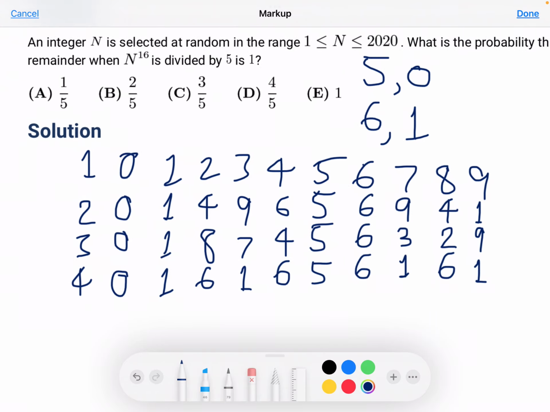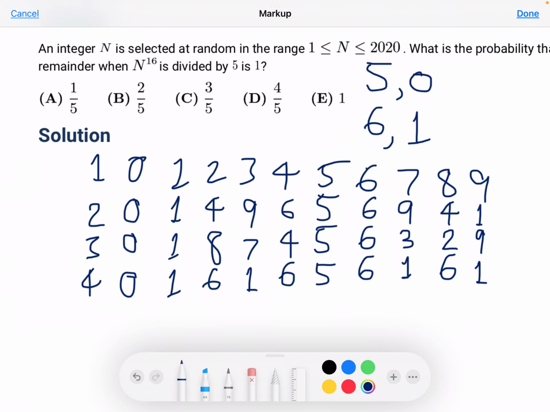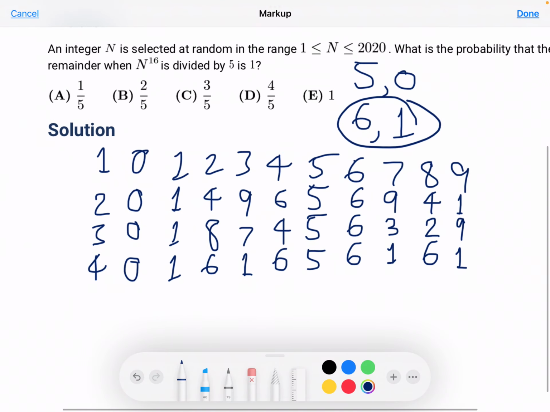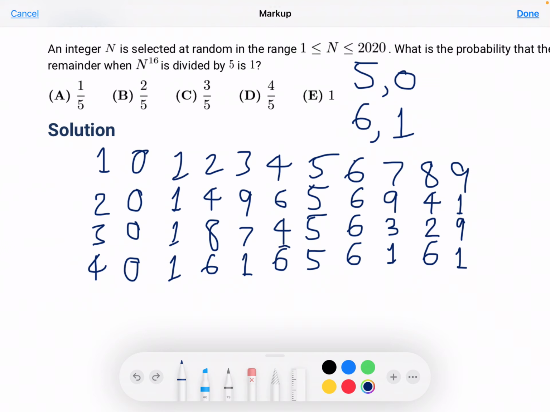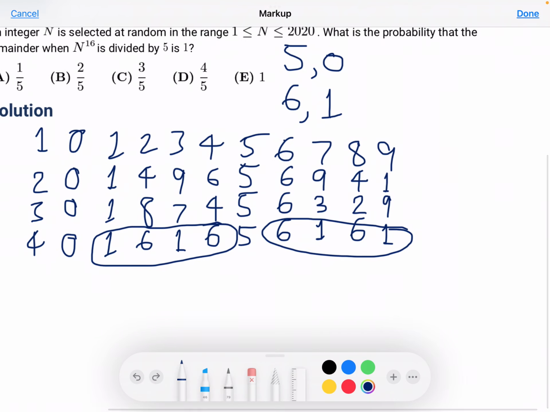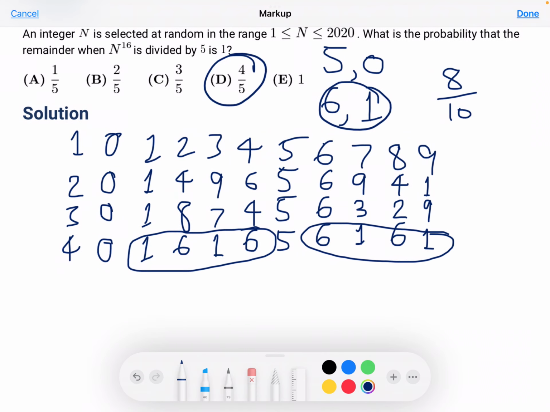So we're done with our patterns now. Now, what do we see? We need to find when the units digit is 6 or 1, which happens in 8 of those cases. And since we already know that 2020 is a multiple of 10, everything would have an equal chance of occurring. So this happens in 8 out of 10 cases, or 4/5. And we're done.